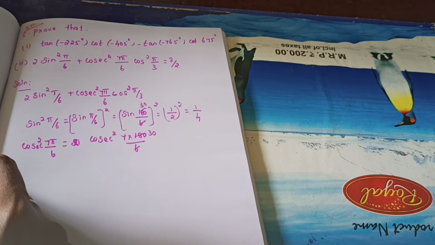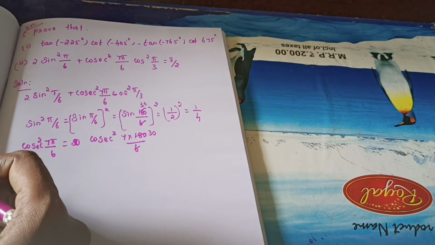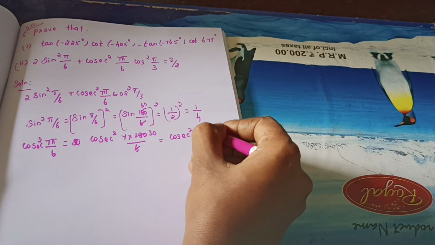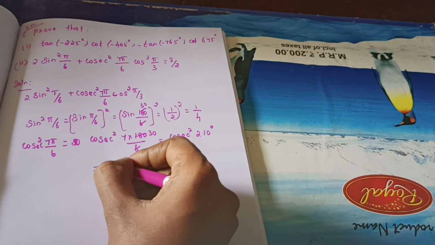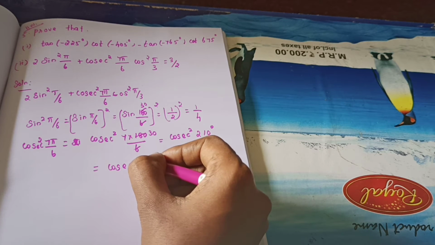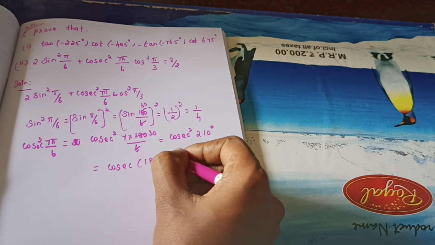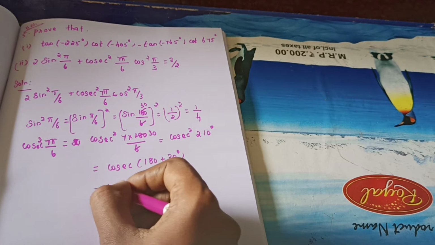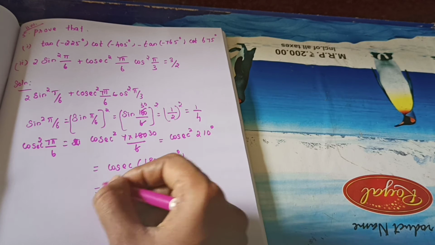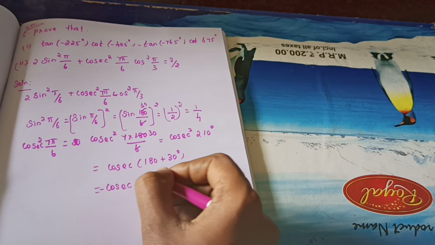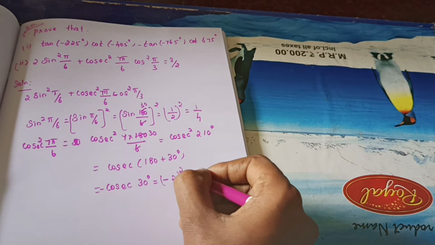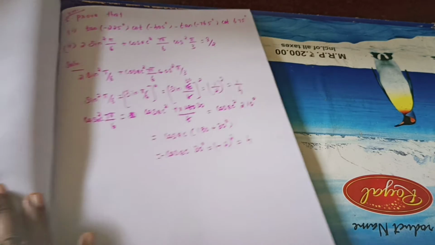So 7 into 30 means 210, is it right? So cosecant square 210 degree. How will you write this? Cosecant square afterwards you can find. Okay. So 180 plus theta, 180 plus 30 degree. So how much you will get? Cosecant of 180 plus theta is minus cosecant theta. So minus cosecant 30. So what's the value? 2. So minus 2. So squaring, 4. Correct? Then one more you need to do.